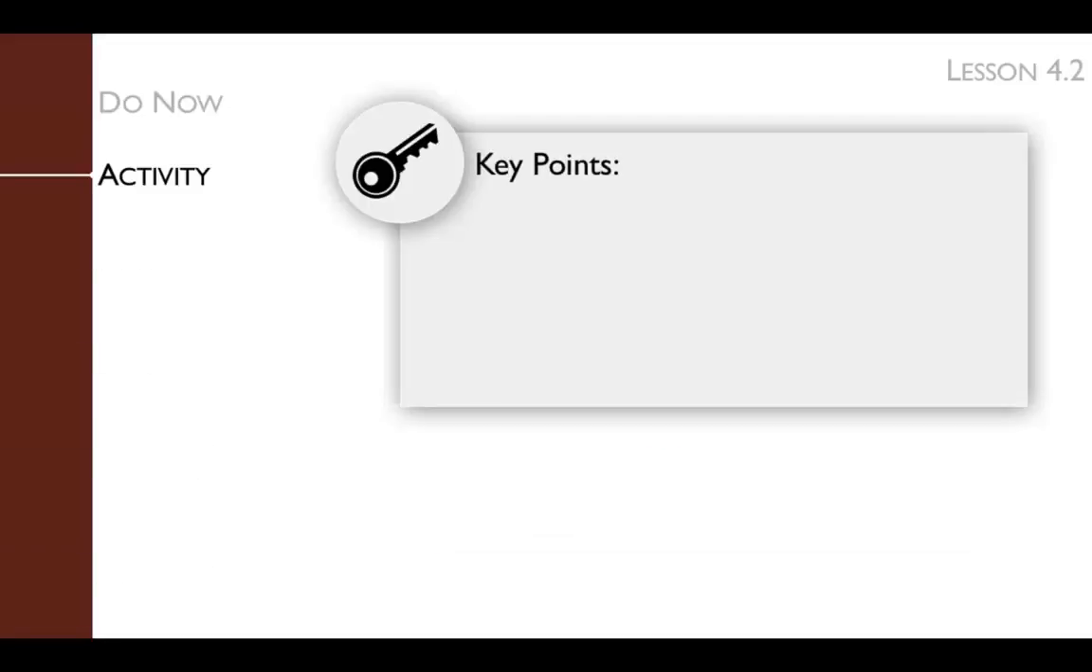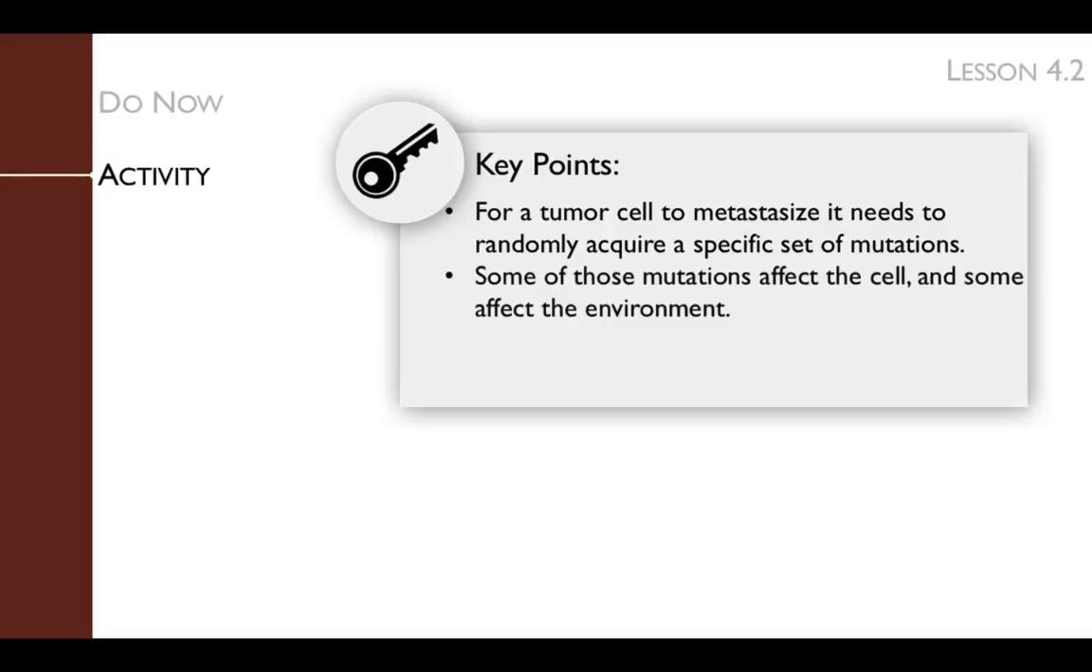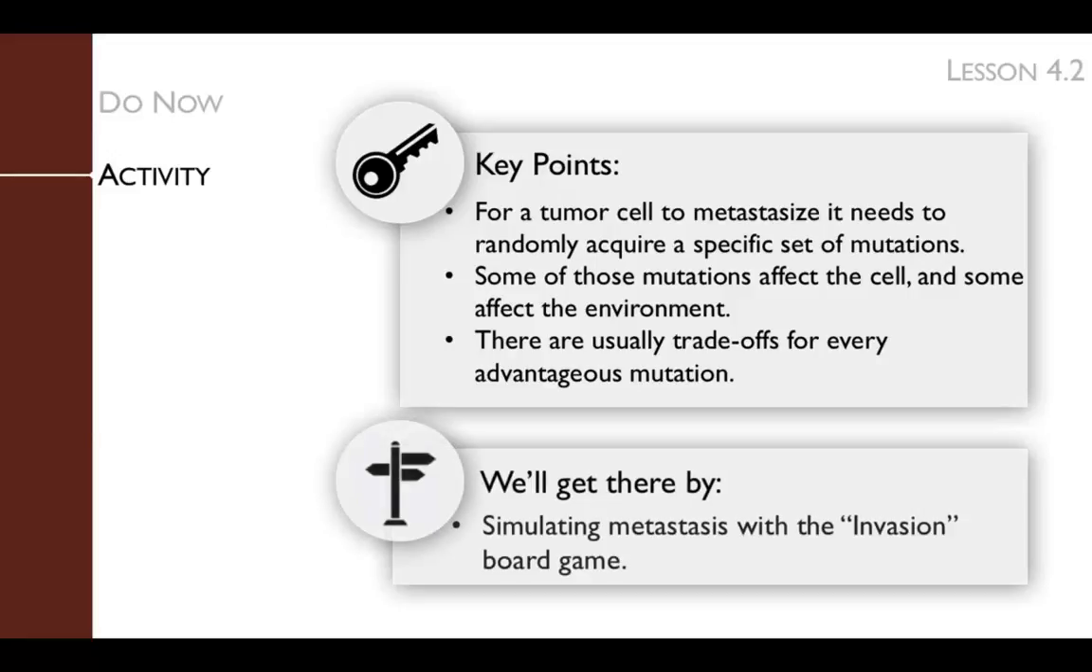The key points of the activity are that for a tumor cell to metastasize, it needs to randomly acquire a specific set of mutations. Some of those mutations affect the cell, and some affect the environment. There are usually trade-offs for every advantageous mutation. For example, cells that can divide rapidly may not replicate their DNA accurately. We'll get there by simulating metastasis with the invasion board game.